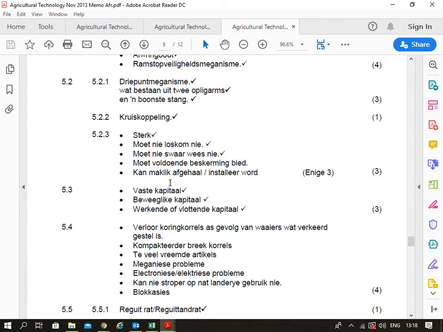So it must be strong, it mustn't be able to come loose, it mustn't be too heavy, it must cover the whole PTO with the shaft, and it must also be easily replaced and removed.